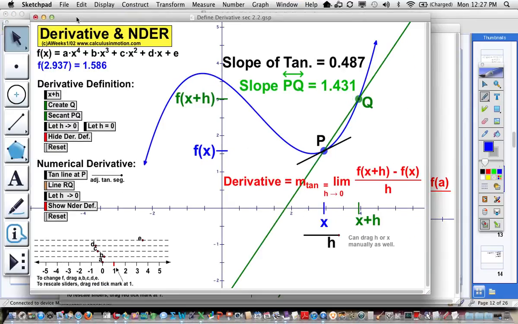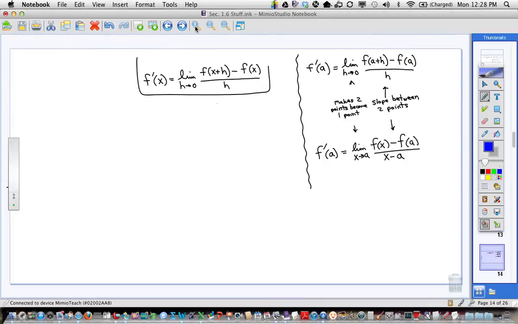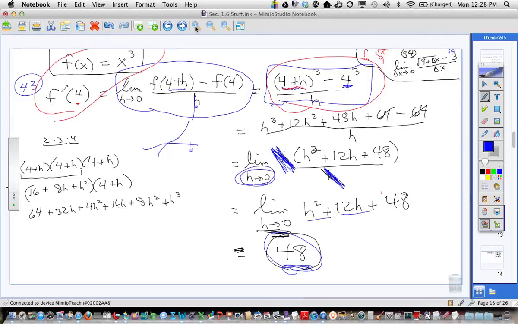Then we said, let's just take that same picture, and instead of calling that point A, let's call that point x, and have that same formula. Then let's go through what that would look like. So we took an example. We had done this example: let's take x cubed, do the derivative at 4. So we went through there and we found it was 48.